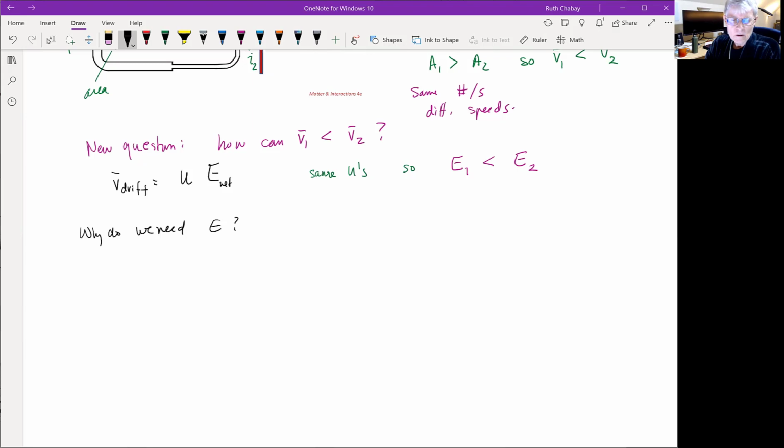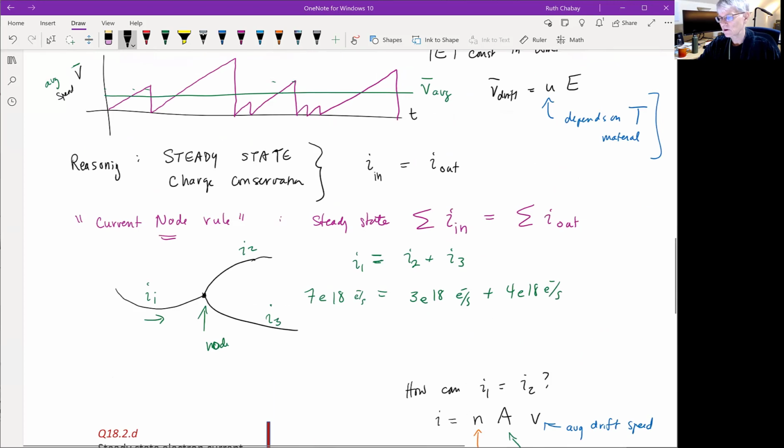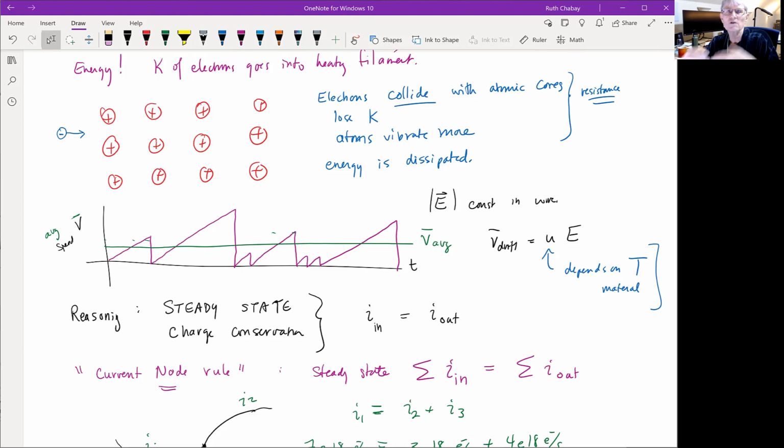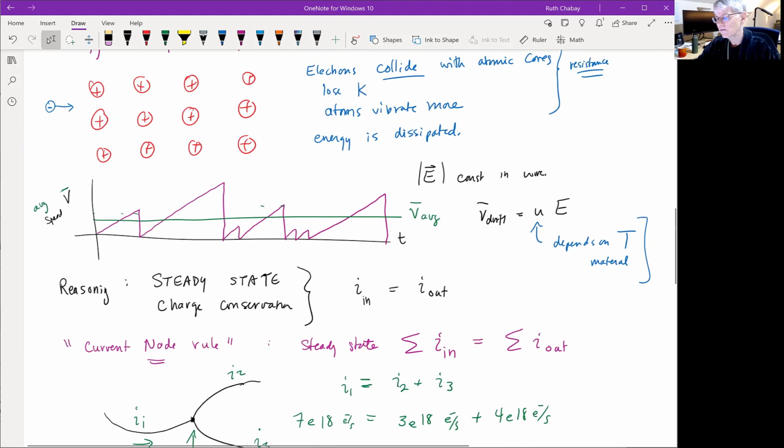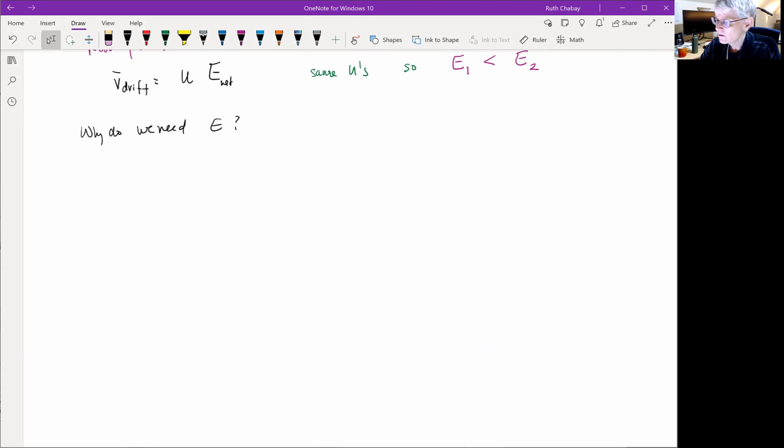Well, we need an electric field in terms of our previous argument, because if electrons keep colliding with the metal and losing energy, then they need to gain energy again. And so there needs to be an electric field inside the wire. But why can't electrons just push each other through the wire?